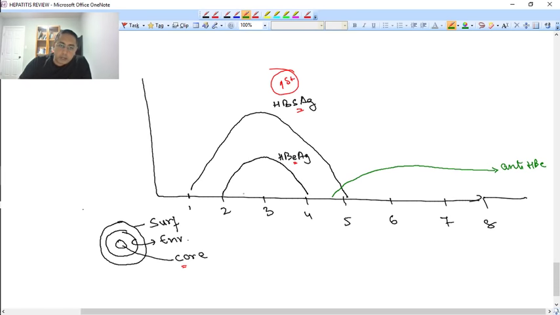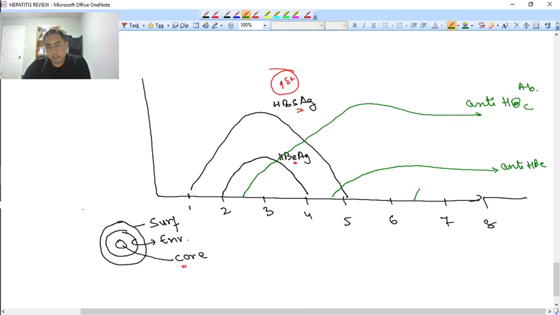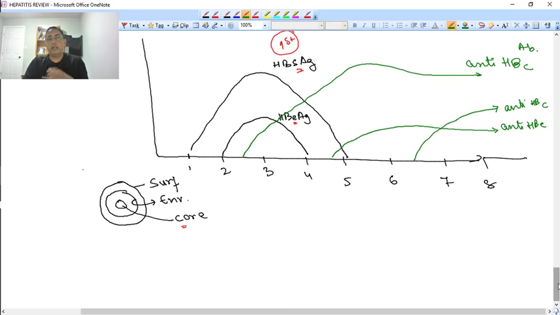Somewhere around 2.5 weeks, there is production of anti-HBC antibody. And somewhere around 6.5, there is a production of anti-HBS antibody. So it's very easy to remember. There are two antigens which come and there are three antibodies.